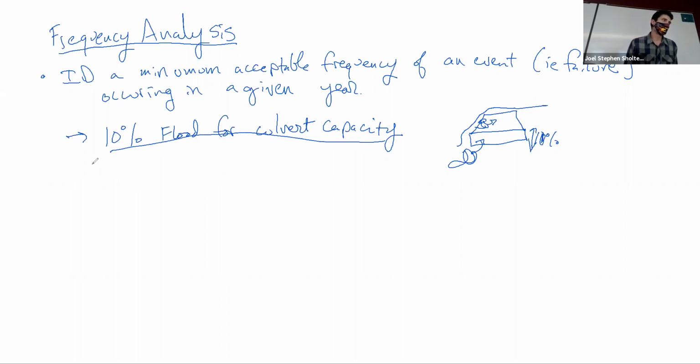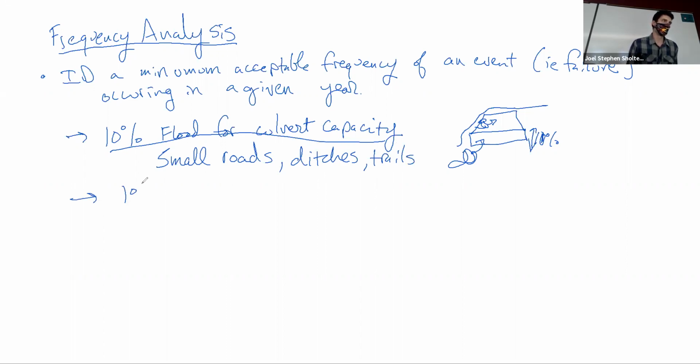So in the frequency analysis, we identified this inherent risk tolerance. We're not calculating risk, we're just calculating the probability here. So 10% is pretty common for culverts on small roads, like neighborhood roads, residential roads, or county roads, ditches, trails, that sort of thing. So low consequence.